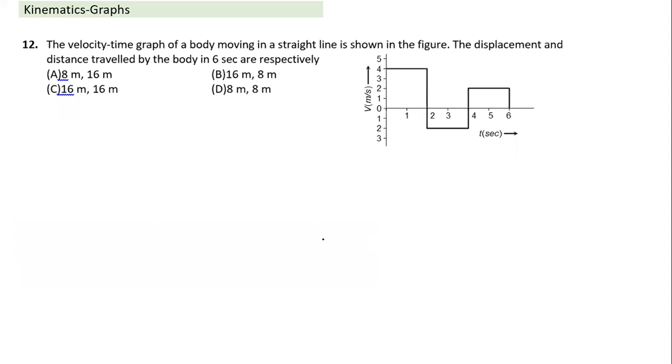Okay, that's a very simple application of the same. What is given here? Velocity time graph is given. We need to find the displacement and distance traveled. From where to where? Body in 6 seconds. So from this point to this point, what is displacement and what is distance traveled?